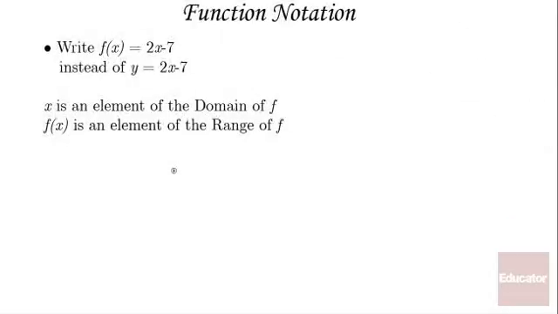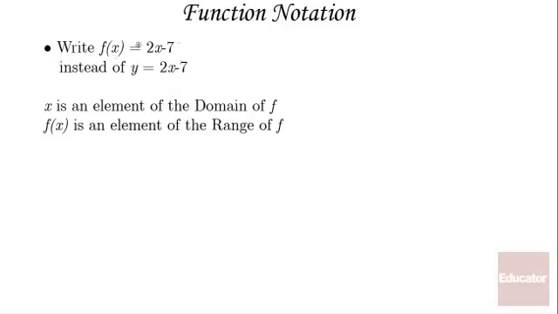Function notation. Sometimes, instead of seeing a function written as y equals 2x minus 7, we use f of x. This is how we say it: f of x equals 2x minus 7. And what this is saying is the function at x.